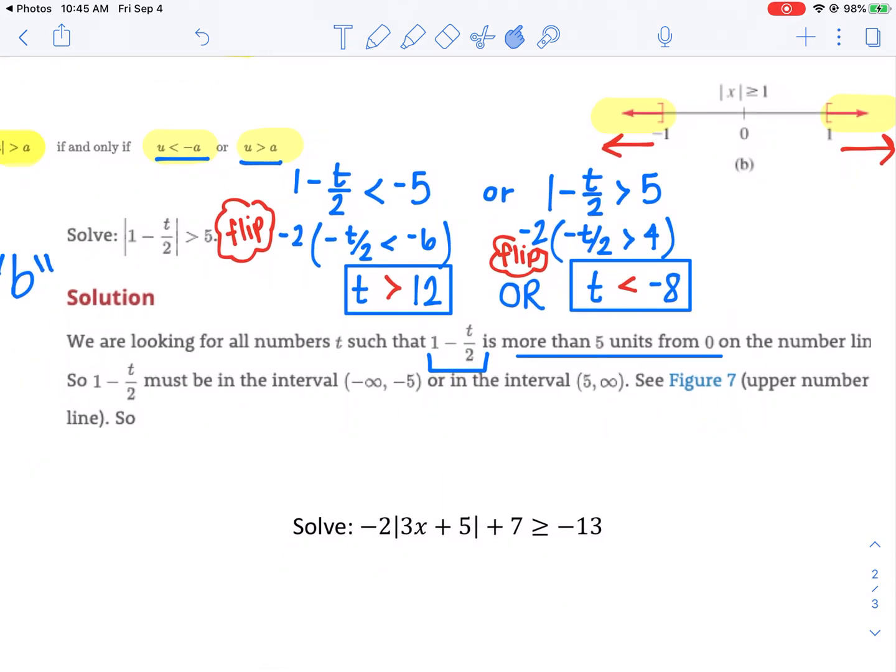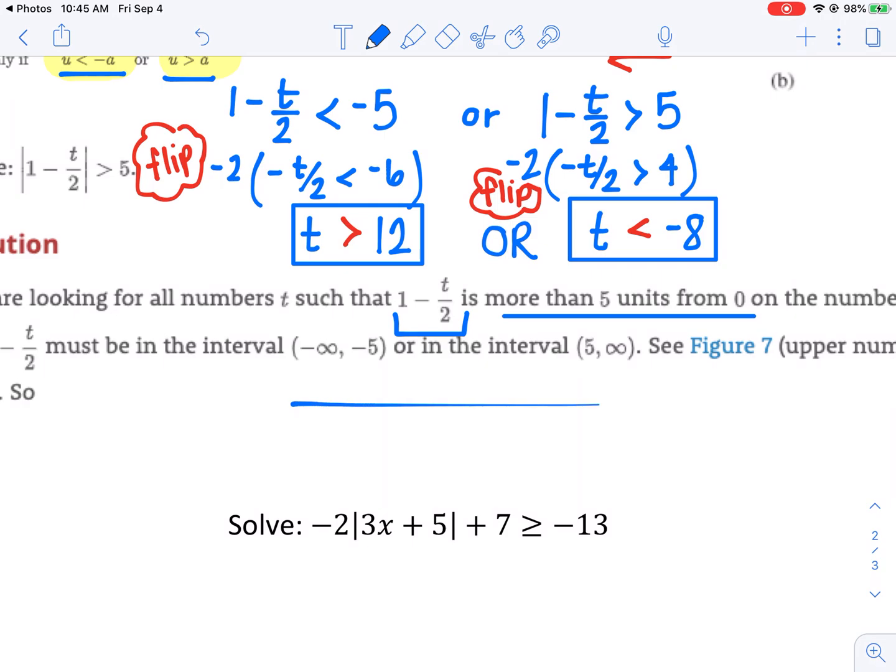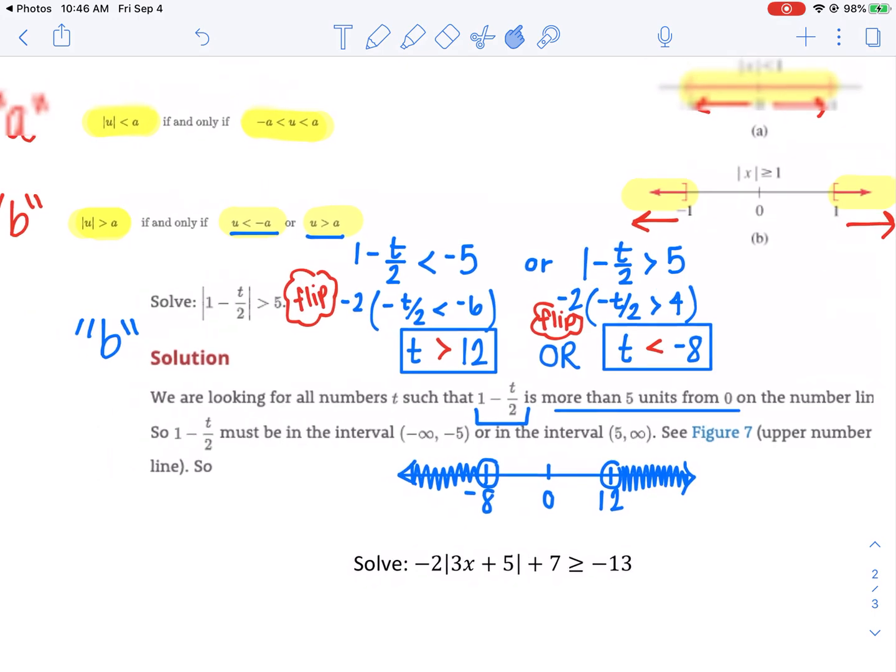I'm going to now show those on a number line, so I'm going to do that down here. We have the number negative 8, the number 12, zero in the middle. They're both going to be open circles. I'm going to shade bigger than 12 or less than negative 8. That's exactly what a B version looks like, right? You have those two areas that it could fall in. You have two inequalities, and then you have your number line.